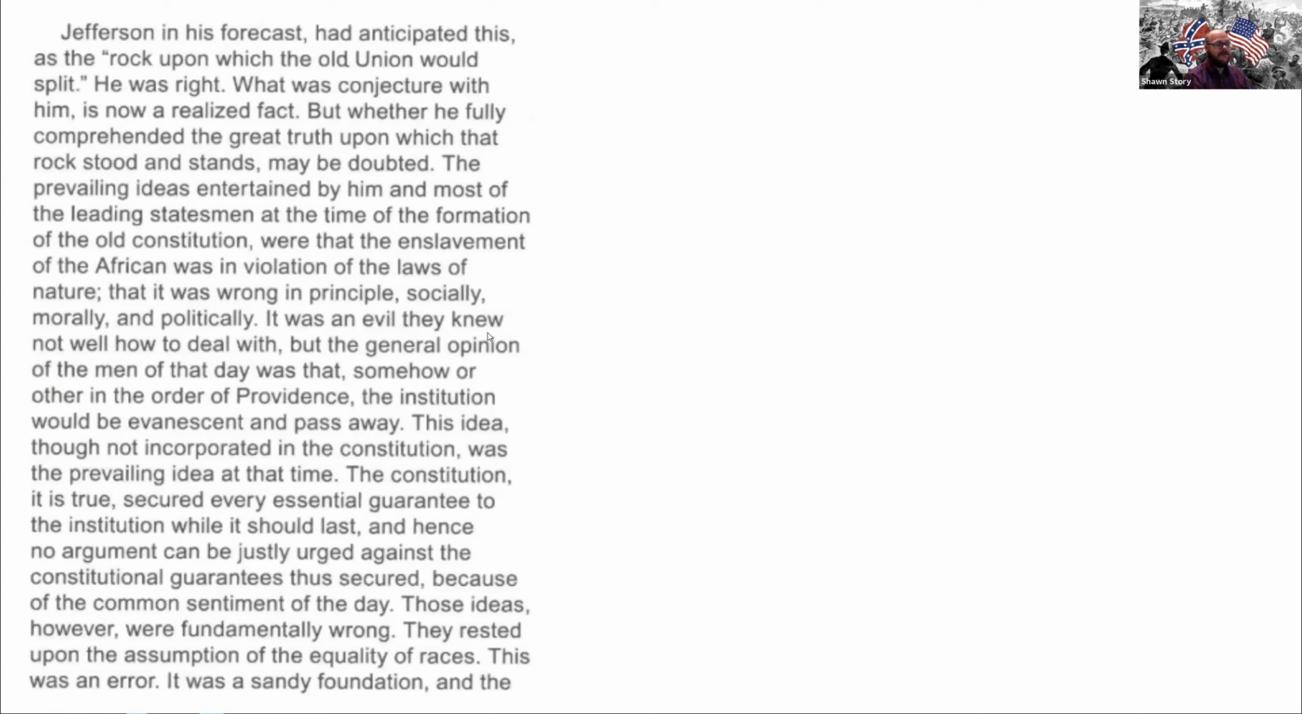Those ideas, however, were fundamentally wrong. They rested upon the assumption of the equality of races. This was an error. It was a sandy foundation, and the government built upon it fell when the storm came and the wind blew. Our new government is founded upon exactly the opposite idea.